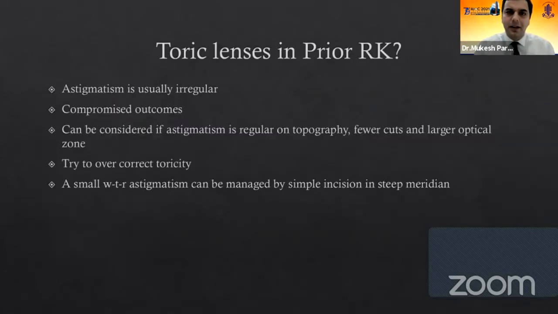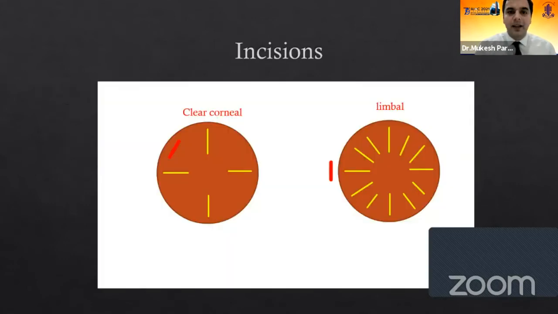Now the question comes, toric lenses in prior RK have a highly compromised outcome, and you have to absolutely under-promise to these patients, because even if you have a well-centered cornea which does not look very aberrated, because of the RK cuts themselves, the toricity or the SIA is going to be very high. Incisions, obviously, you can think of when you're planning. If you have space, go for a clear corneal. If you don't have space, you can go for the limbal.